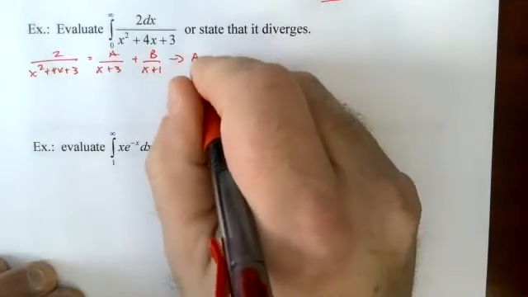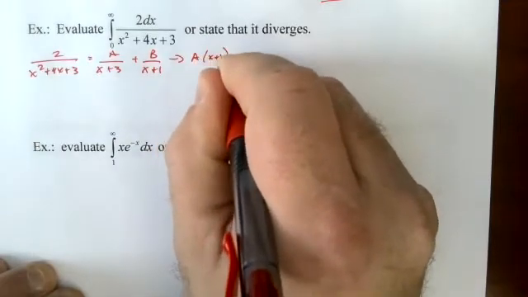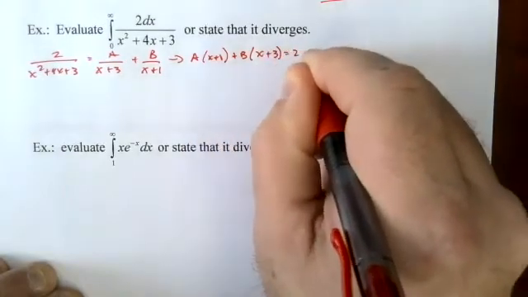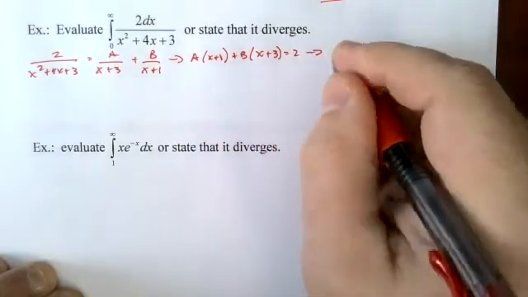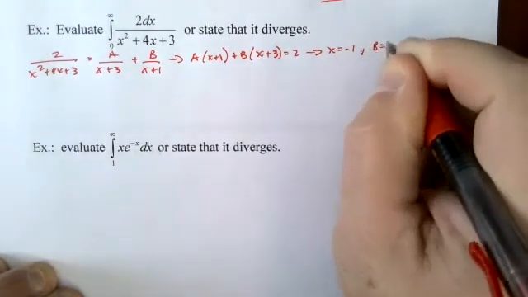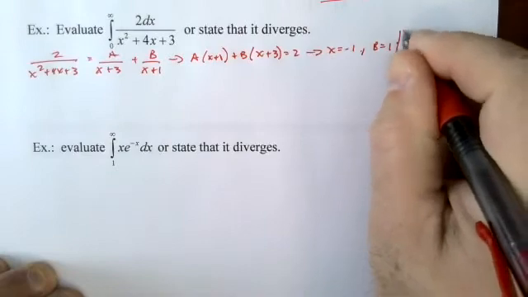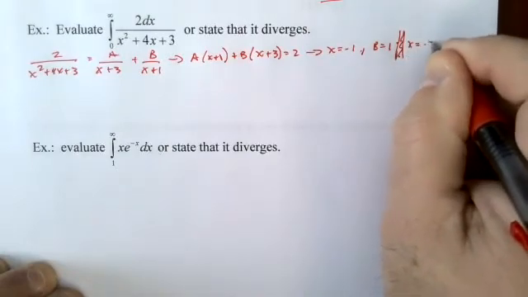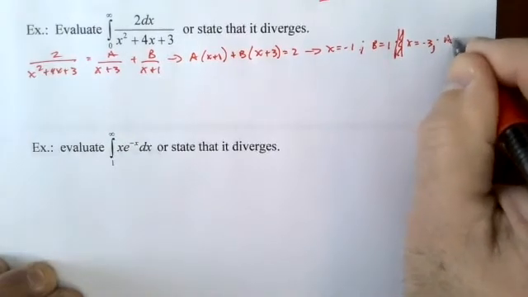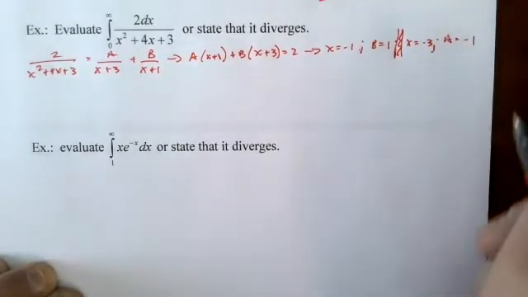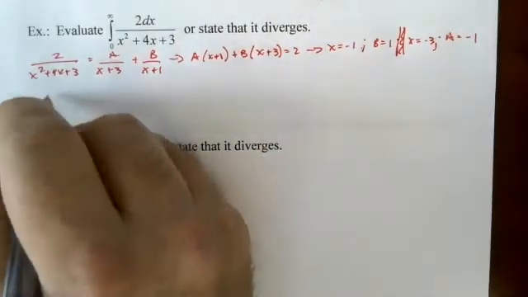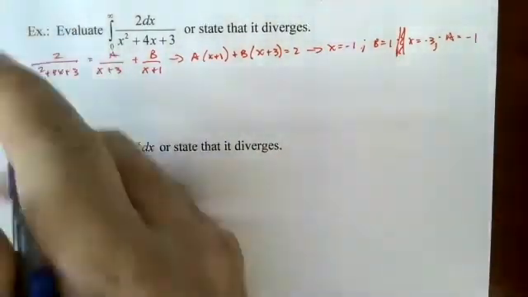A times x plus 1 plus b times x plus 3 equals 2. X equals negative 1, b equals 1. X equals negative 3, a equals negative 1. Okay, so here we go. Change colors, see what we're doing.